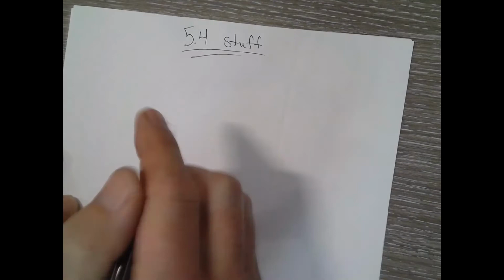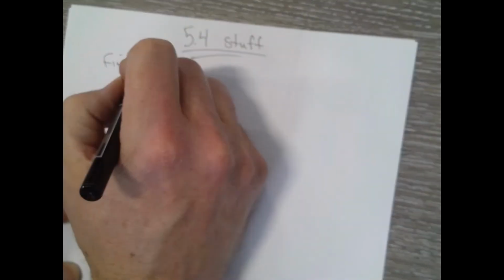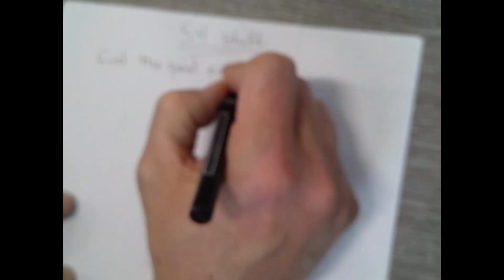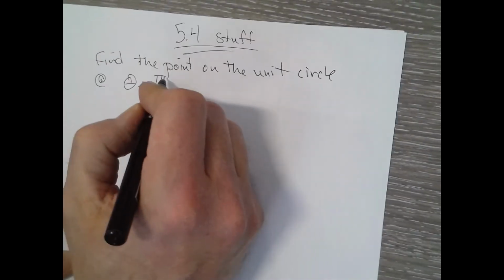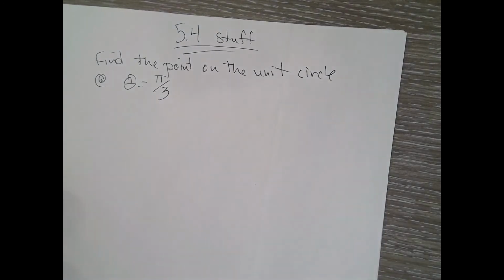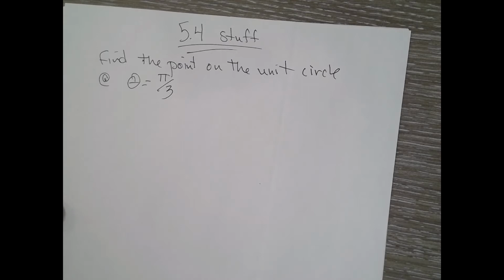We're going to find the point on the unit circle at angle equal to, we'll say, pi over 3. I'll use the same kind of spot as what we just did. So we're trying to find the point on the unit circle at theta equal to pi over 3.